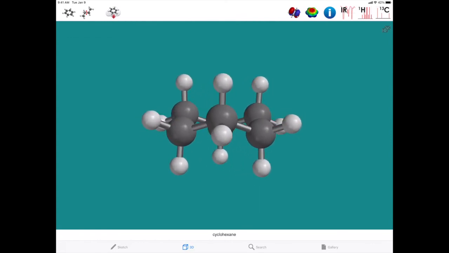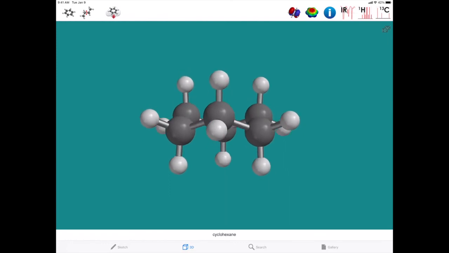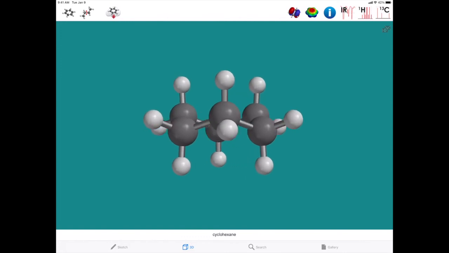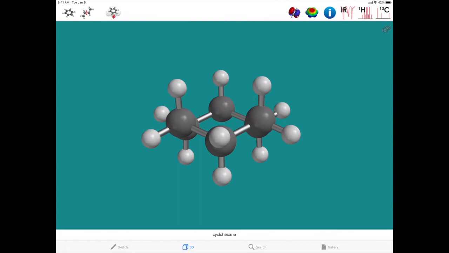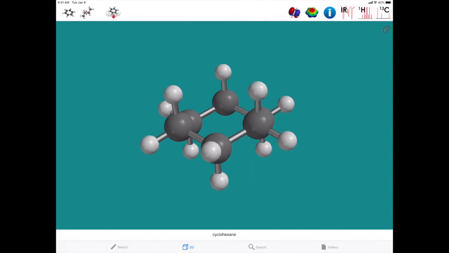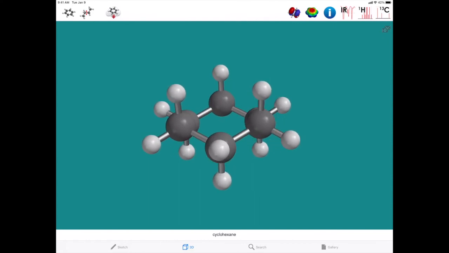Notice that you have 3 protons that are axial upward and 3 protons that are axial downward. Similarly, you have 3 protons that are equatorial upward and 3 protons that are equatorial downward.